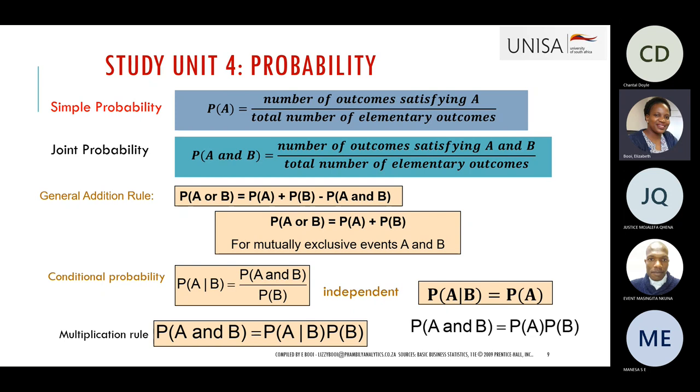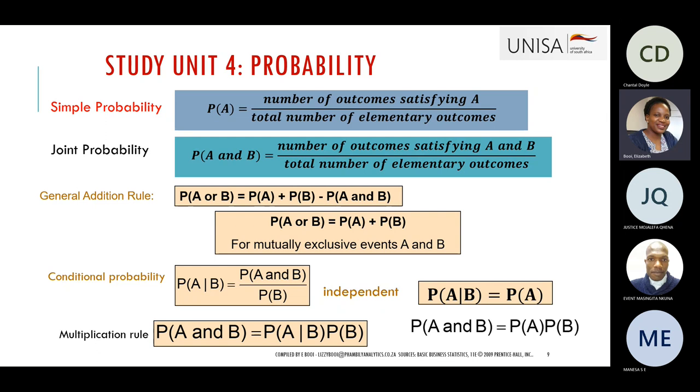And that is the addition rule, and that is given by the probability. If I have events A and B, it will be given by the probability of A plus the probability of B minus the joint probability of A and B. And remember that if events are mutually exclusive, therefore it means they cannot affect one another, then the probability of a joint event will be equal to 0. And if that is the case, then the probability of event A or B happening will be equal to the probability of A plus B for mutually exclusive events.